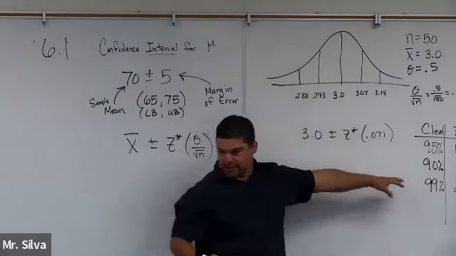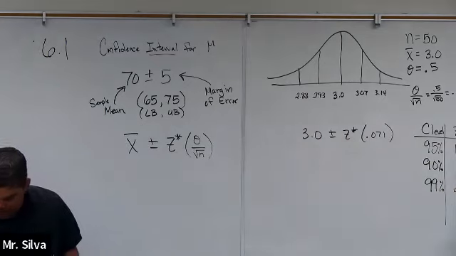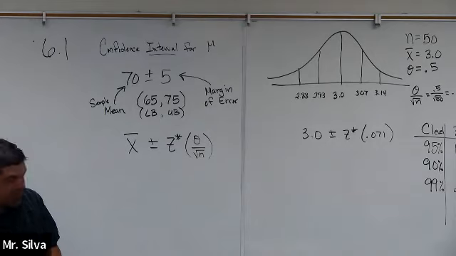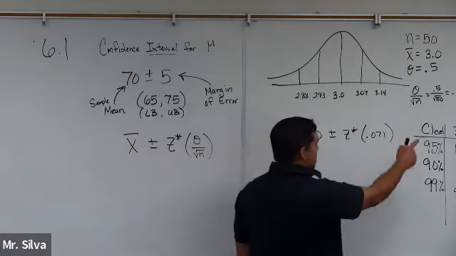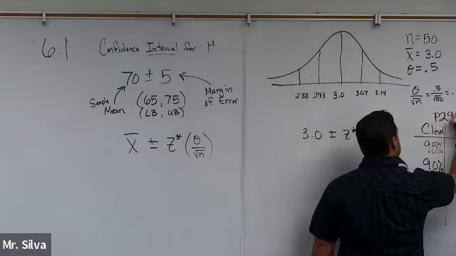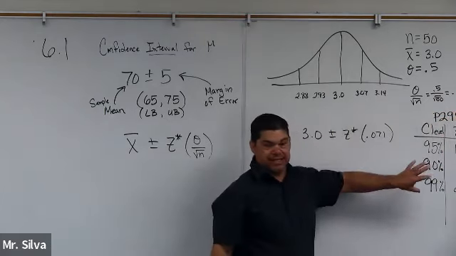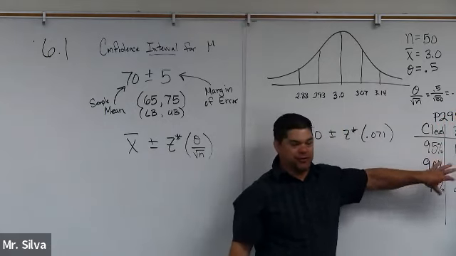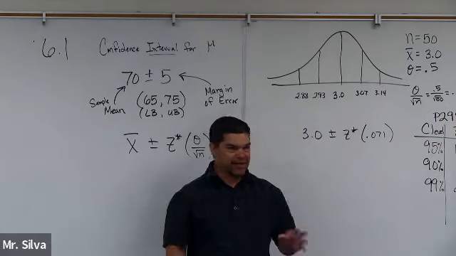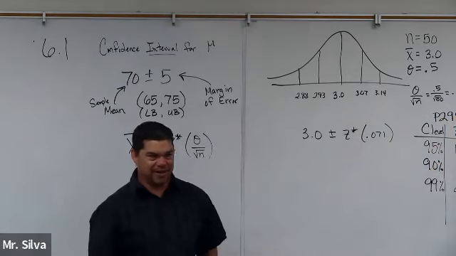All of these numbers appear in the book. Where's my little table? Page 299. If you want to know what these numbers are, you go to page 299. Again, you need these numbers if you're going to do it by hand. If you're going to do it on a calculator, you're going to chill for a couple minutes until I say, hey, pull out your calculator. We're going to do it on the calculator.